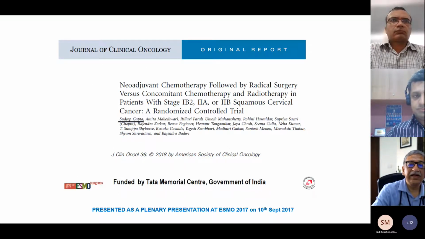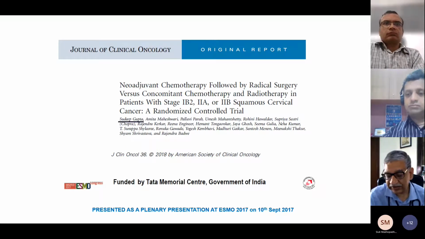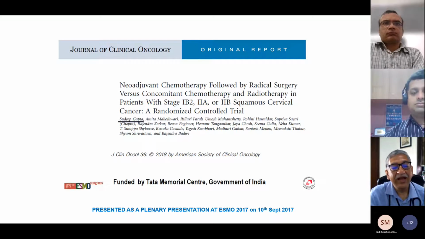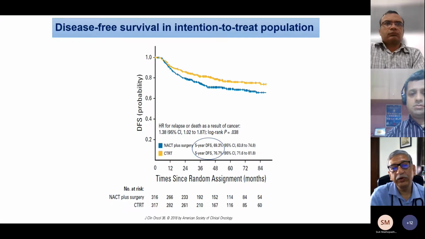And we conducted a randomized controlled trial comparing these two strategies, neoadjuvant chemotherapy followed by surgery versus chemoradiation. And I had the privilege of presenting this at the plenary session of the ESMO Congress in 2017, subsequently published in the Journal of Clinical Oncology. And our group showed that radiotherapy with chemotherapy resulted in measurably and clinically significant improvement in disease-free survival by almost 7 percentage points.